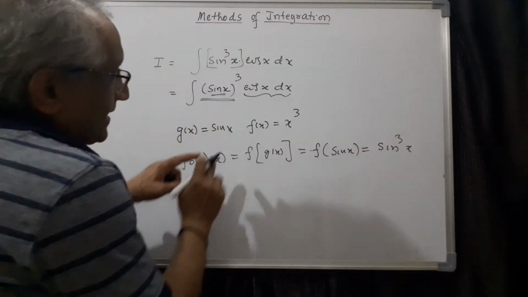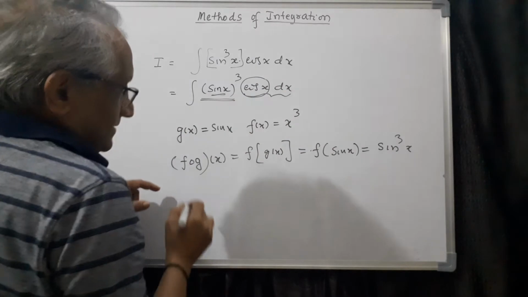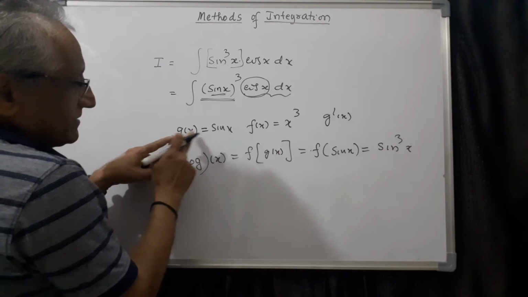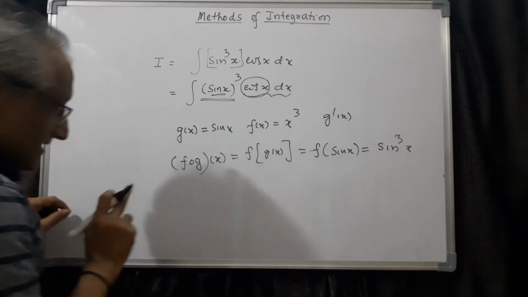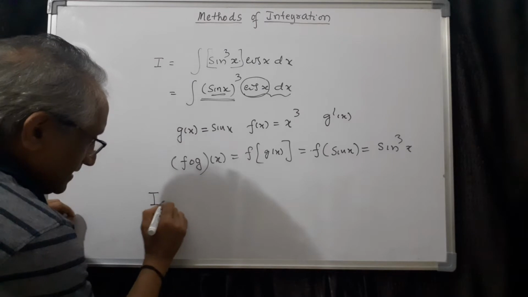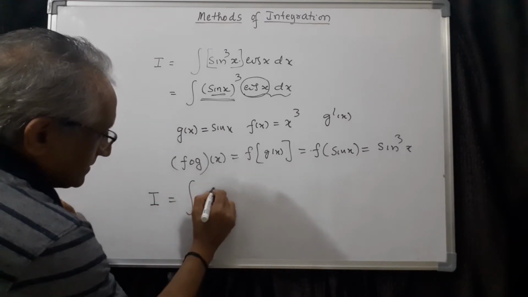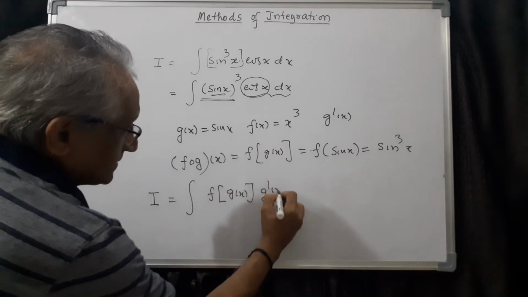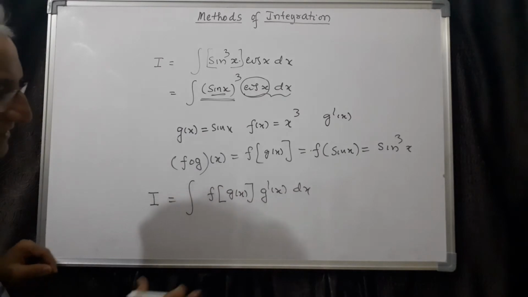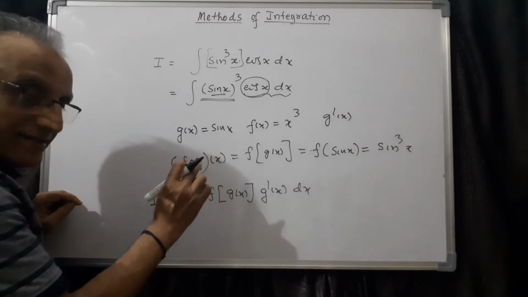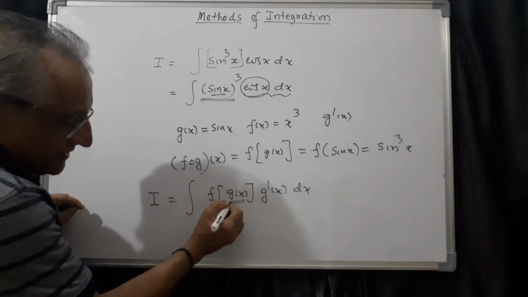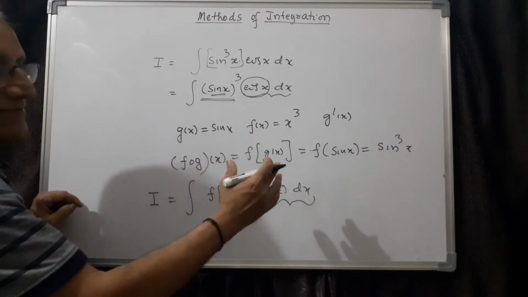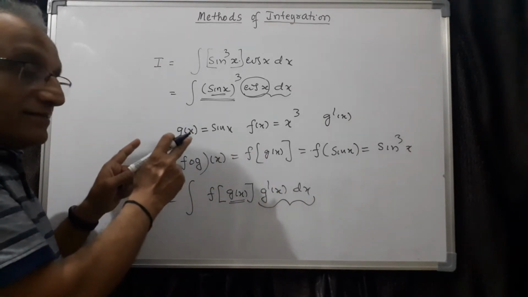And another thing is, what about this cos x? This is nothing but g dash x, because differentiation of g of x is cos x. Therefore, you can remember this: whenever the given integral is of the form f of g of x, then g dash x dx, definitely you can integrate, and there is a suggestion also, that g of x should be taken as y, so that g dash x dx becomes dy, then you can integrate. So that is why it is called substitution method.